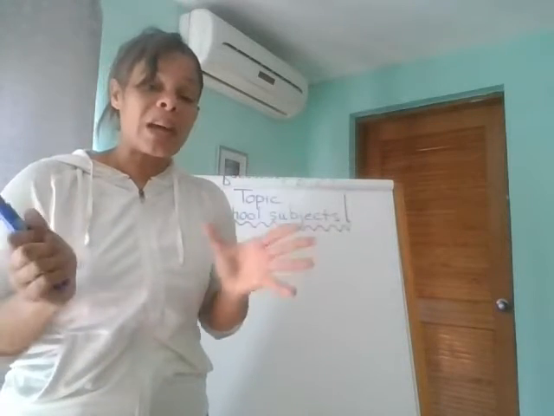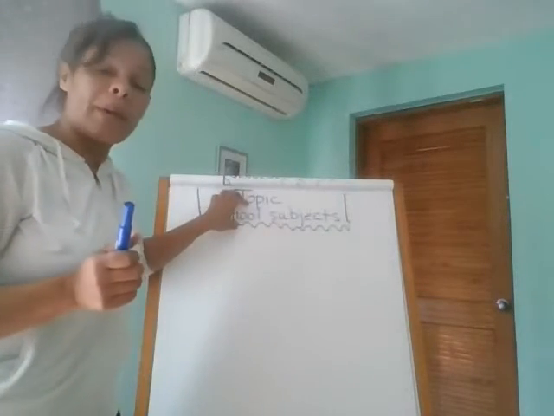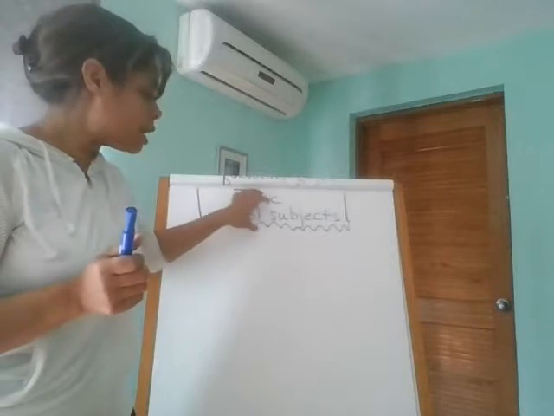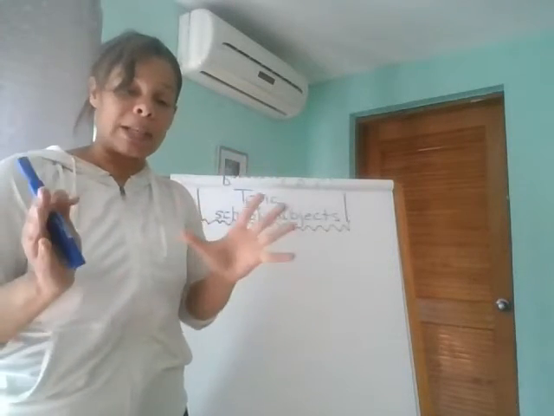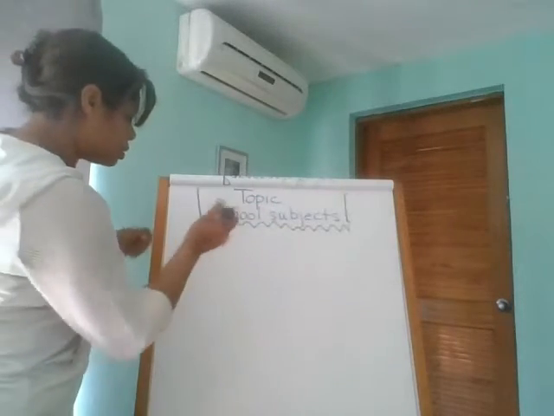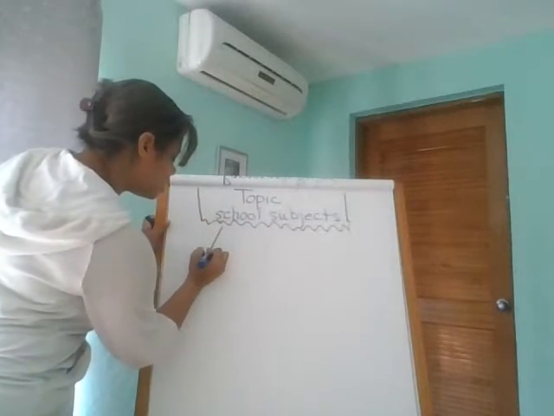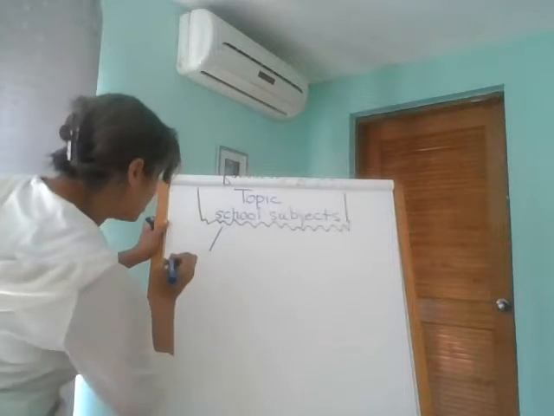So what I want you to think about, okay, this is our topic. So that's going to be our topic sentence, school subjects. But I want you to think about 3 subjects that you like. So these are going to be our 3 details. So the 3 I chose, one was, I chose reading.